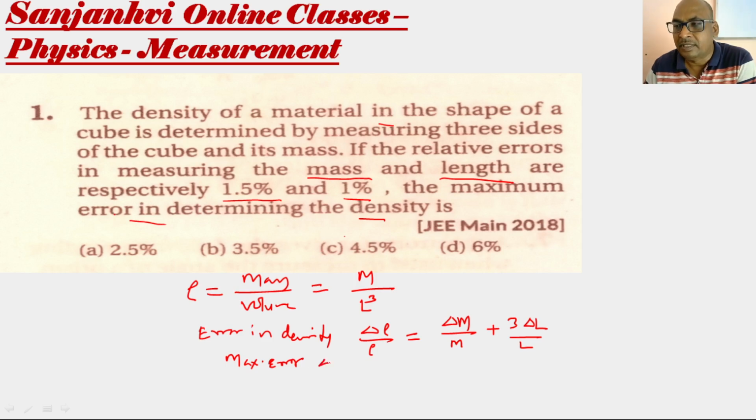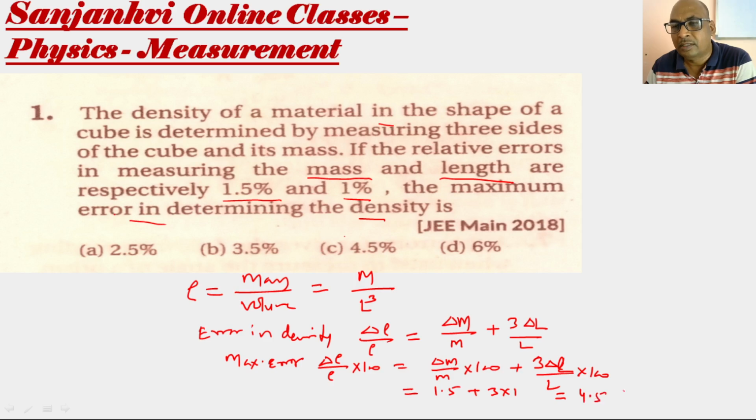Maximum error in density, delta rho by rho into 100, is the percentage error actually. So delta m by m into 100 plus 3 delta L by L into 100. Already it is given that delta m by m into 100 is 1.5%. So 1.5 plus 3 into 1%, and this will be equal to 4.5%. So the answer will be 4.5%.